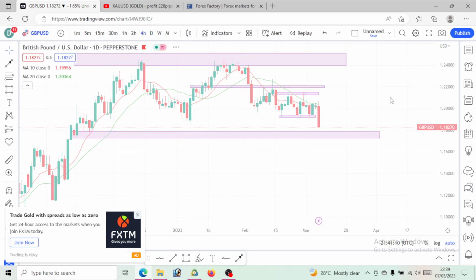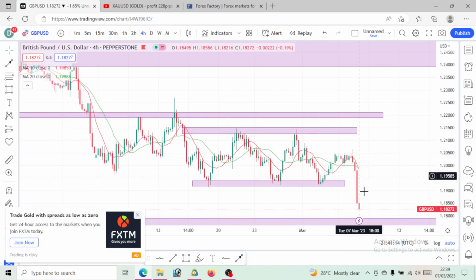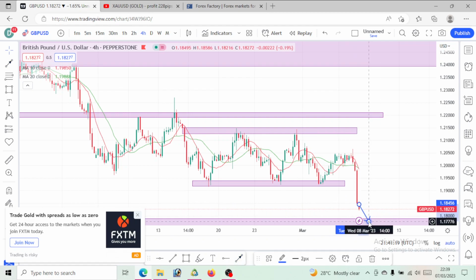Let's see what the higher time frame is saying. We can see this massive movement, right? So I think this movement will continue downward before that correction plays out. Personally, I will not take any trade on GBP USD.